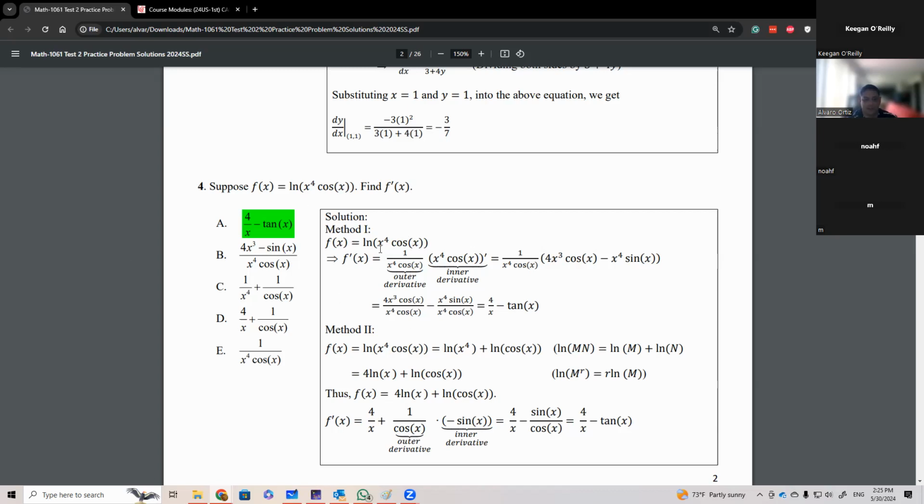f of x is log of x to the 4 times cosine of x. So f prime is just going to be 1 over the inside function, which is x to the 4 cosine of x, and then we're going to multiply by the inner derivative, which is whatever the derivative of x to the 4 cosine of x is. And notice that I just leave this set up in here. Then after that, we're going to find the inner derivative. In this case, this is a product rule. So we get 4x cubed times cosine of x minus x to the 4 sine of x.